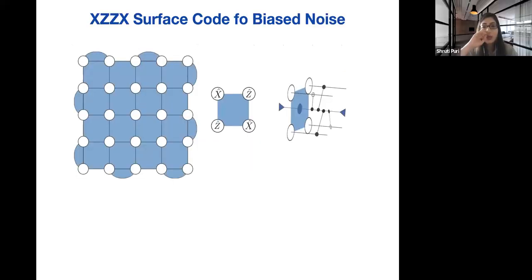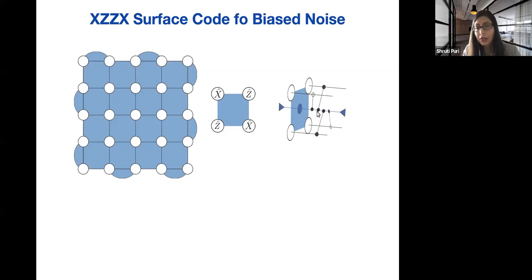Okay, so now the group at Sydney also developed this XZZX surface code, which also works for bias noise qubits. In this case, all the stabilizers are actually the same, but they're mixed in the sense that each stabilizer has 2 X's and 2 Z's. In order to measure the stabilizers, you will do 2 CNOT gates and 2 CPHASE gates between your data qubits and the ancilla qubits.